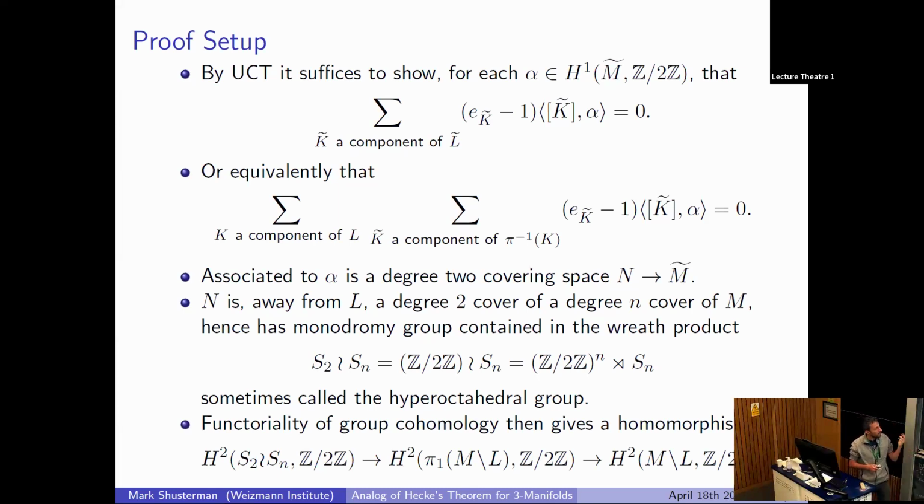One thing we get from this cover is the following sequence of maps, which will be useful later in the proof. The first map here is because it's a cover, so by functoriality of group cohomology, I get a map like this. Then of course I have a map from the cohomology of the fundamental group to the cohomology of the space.